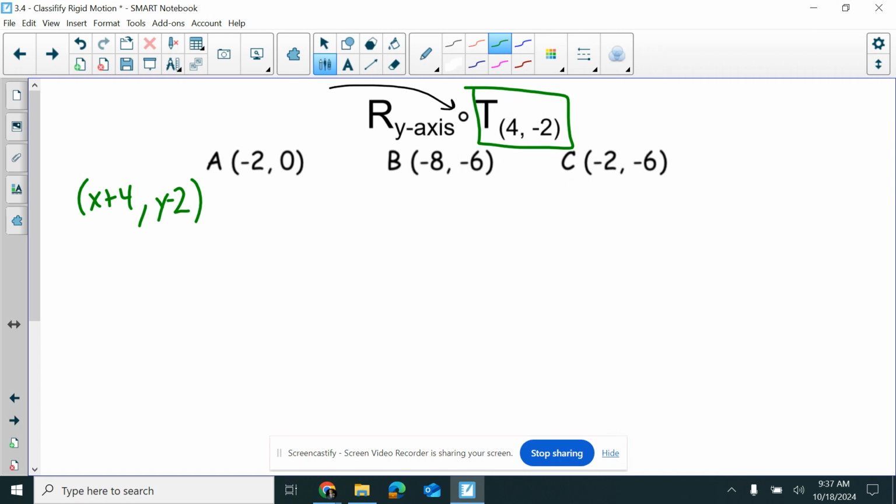Add 4 to the x coordinate, that'll be 2. Subtract 2 from the y coordinate, that'll be negative 2. Add 4, that'll be negative 4. Subtract 2 will be negative 8. Add 4 would be 2. Subtract 2 is negative 8.